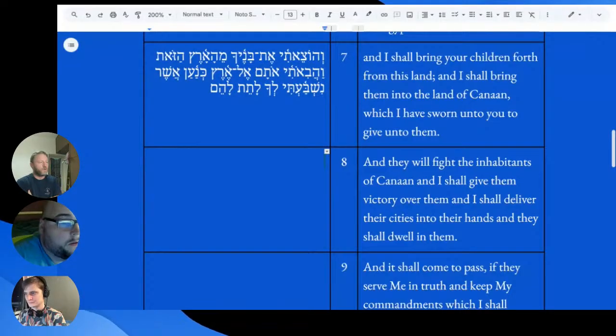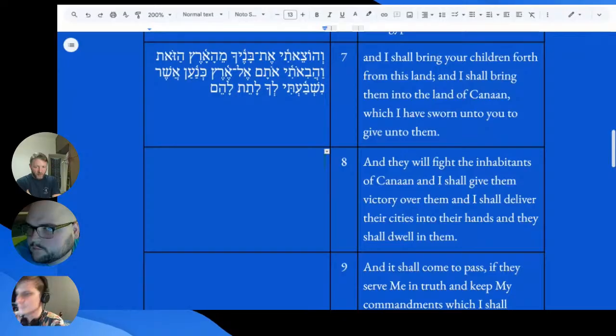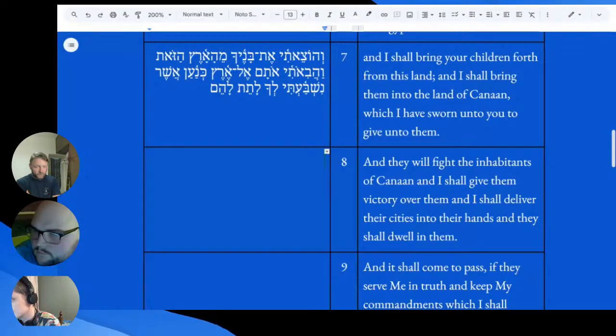Why would you say Havioti instead of Heveti? Heveti is the way that we say it in modern Hebrew. But in the Bible, there's an O infix: Havioti. It happens a lot. Okay.